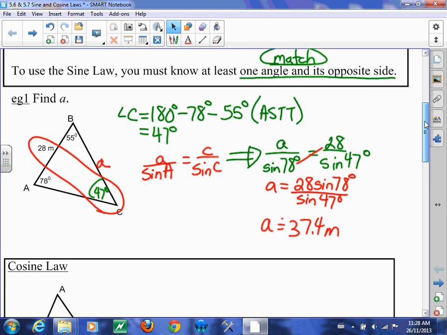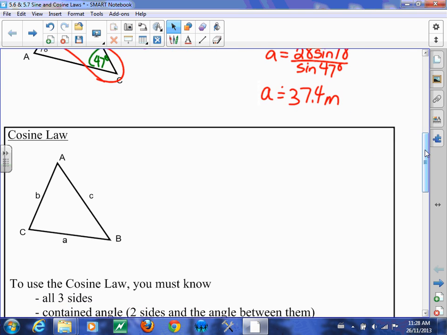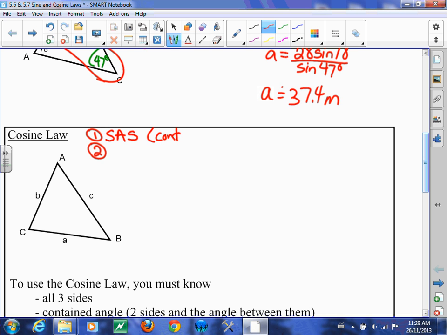All right. Now we're going to deal with what's called the cosine law. The cosine law is used again when you have no 90 degrees, so you're looking at an oblique triangle and you don't have a match. So there's going to be two cases where you have a cosine law. Okay, and the first one is where you've got side angle side. Okay, we call that also a contained angle.